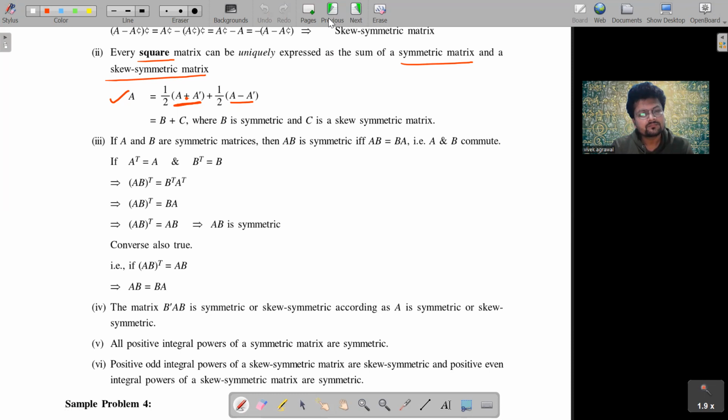Square matrix can be uniquely expressed as a sum of a symmetric matrix and a skew symmetric matrix.